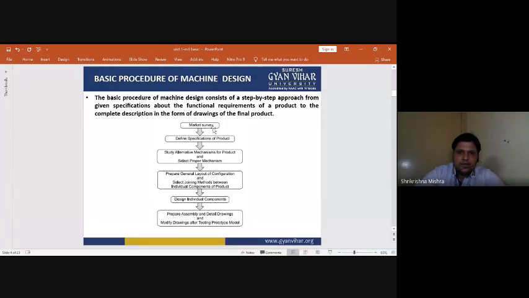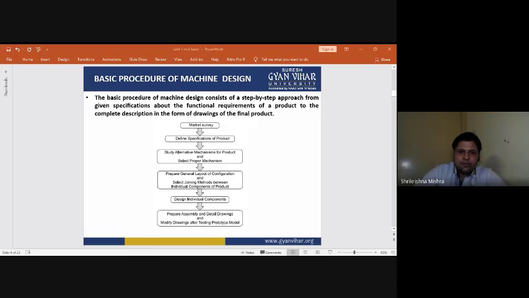What are the steps? As you can see on the screen also, first is the market survey, then comes design specifications of the product, third is study alternative mechanisms for product and select proper mechanism. Then the next step is to prepare general layout of configuration and select joining methods between individual components of the product. Then comes the design of individual components, and lastly, when everything is completed, we prepare assembly and detailed drawings and modify drawings after testing the prototype model. I hope you have got the whole process.